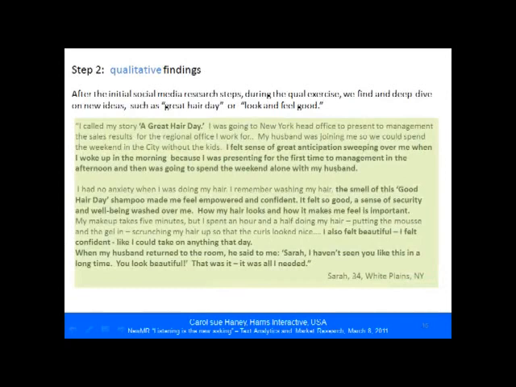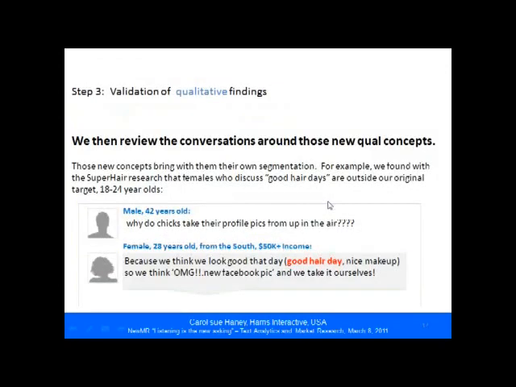During the qualitative research, in step 2, we were able to get deep dives on new concepts, such as great hair day or look and feel good, with a narrative being recorded. It's a different kind of narrative than you would find in social media data. It's more focused, more specific on task, and it goes deep. As we saw, the social media research conversations are not as focused, a little bit more disjointed, but they give another analysis to bear.